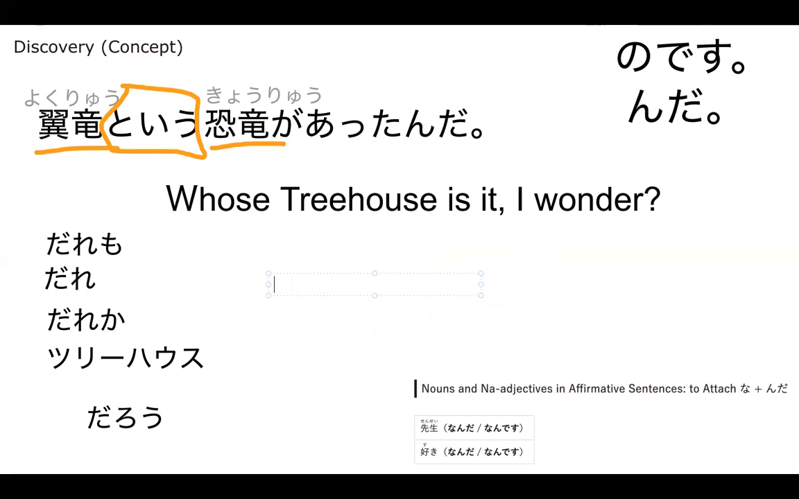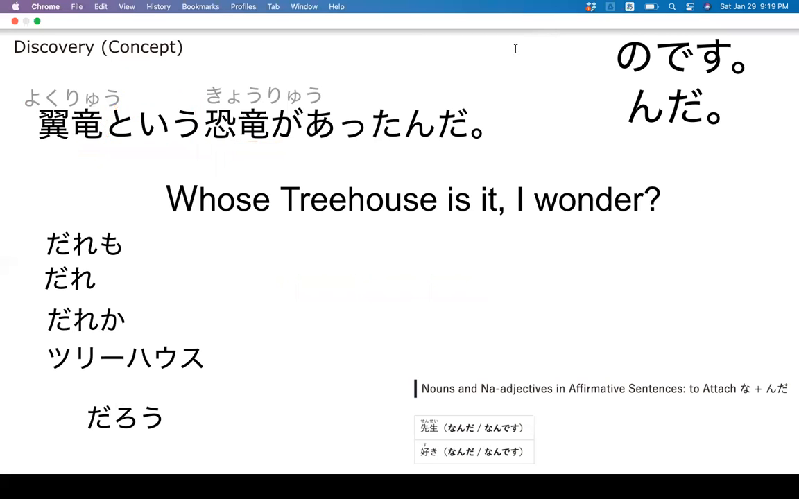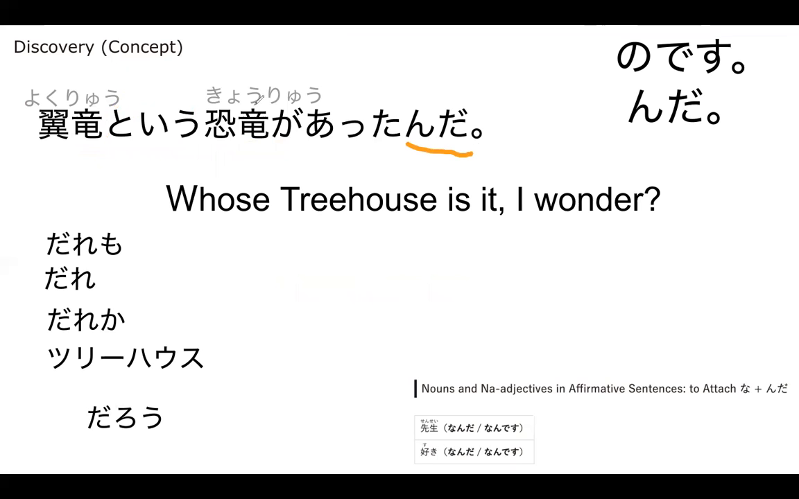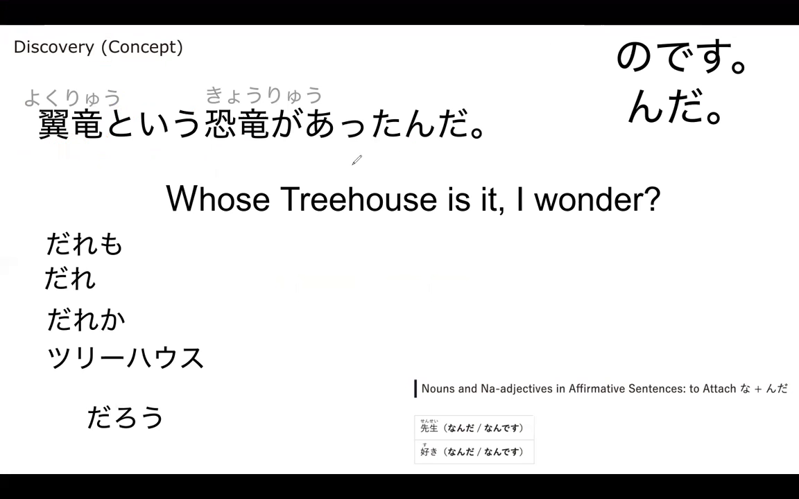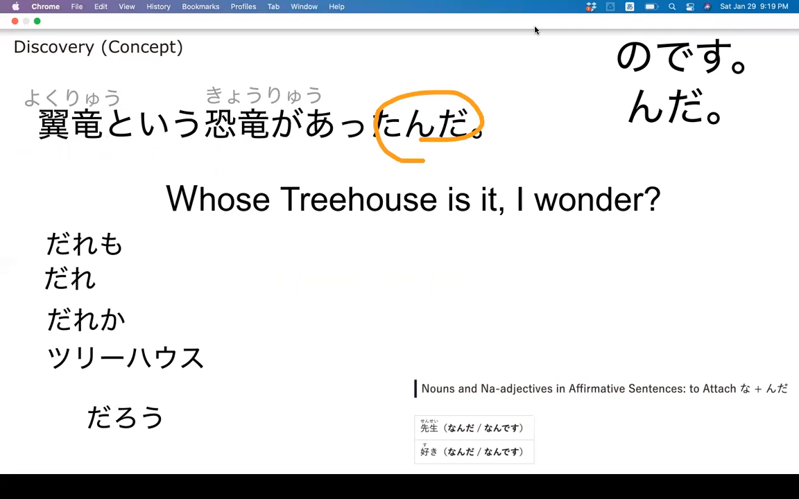I see. How would you say the human called Sin? So, Sin to iu ningen. Perfect. That's exactly how it works. So this right here has nda to be used as discovering a new concept. So before this, he didn't know there was a flying dinosaur by the name of flying dinosaur. He had no idea, but he has discovered it. He went, wow, did you know that there's a dinosaur called flying dinosaur? Cool. So that's what nda is being used to mean.